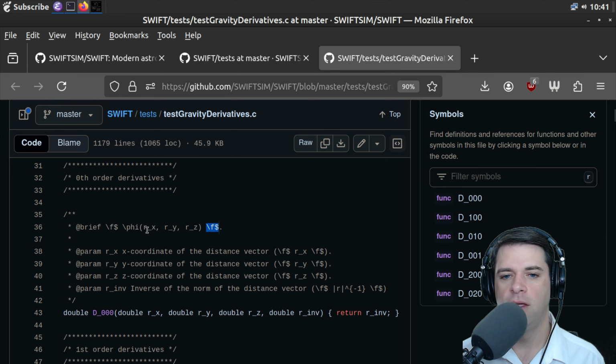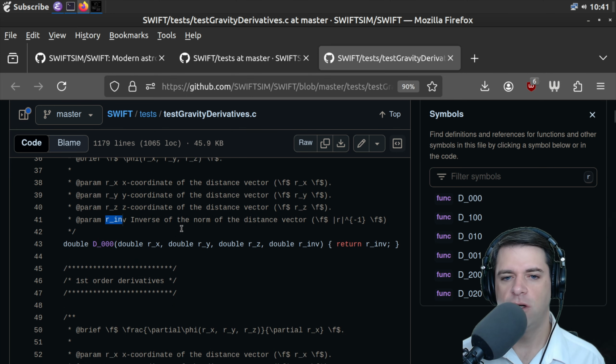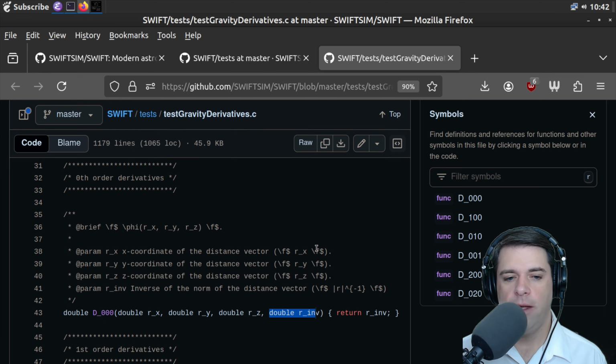We have phi is going to take Rx, Ry, and Rz. And Rx is the x coordinate of the distance vector. Y is the y coordinate of the distance vector. YR, I don't know. Are we in like spherical coordinates? And Rnv is the inverse of the norm of the distance vector. It's the norm of r to the -1. And whatever d000 is, we're just going to return Rnv, which we take as the last parameter. Why? I don't know.